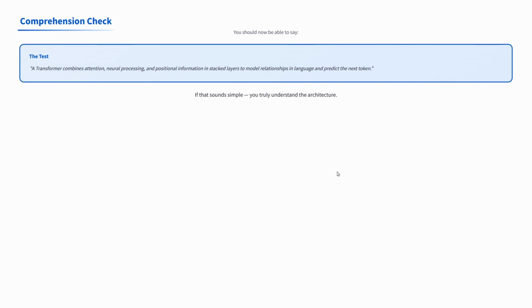If that sentence sounds simple to you now, and not impressive or complicated, but just obvious, then you truly understand the architecture. That's the goal, making something that seemed intimidating feel natural and clear. So we've gone from what is an LLM to understanding the complete transformer architecture, but there is a lot more to come, and we'll see these topics one by one in coming lectures.